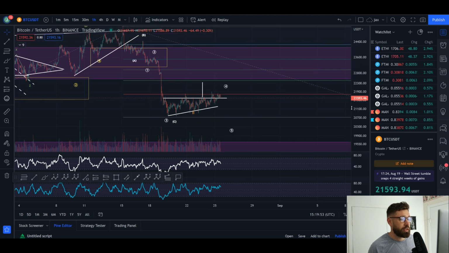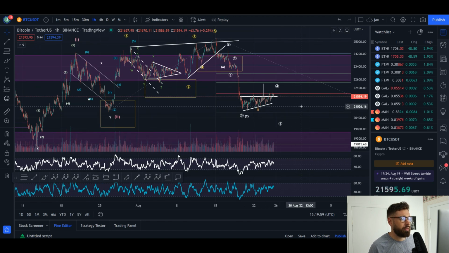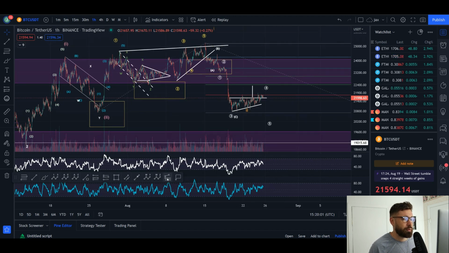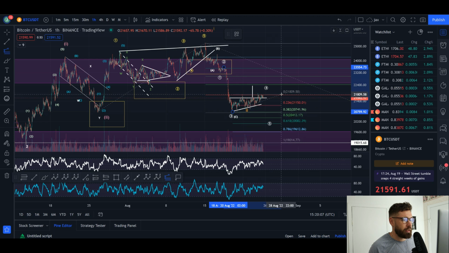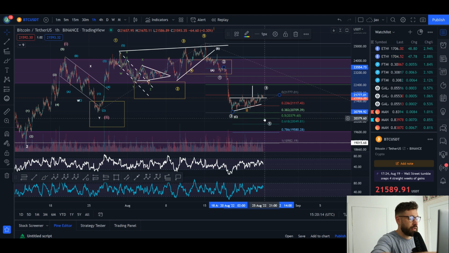So if we do get rejected, we come down and we lose this level of support. We lose the neckline. That's when you could come down for a wave 5. And you can take your trend-based extension from the top of wave 2 to the bottom of wave 3, to the top, if this were to be the top of the wave 4 right here, and you'd be looking for a 0.618 extension coming in at about 20,049 for a potential wave 5.